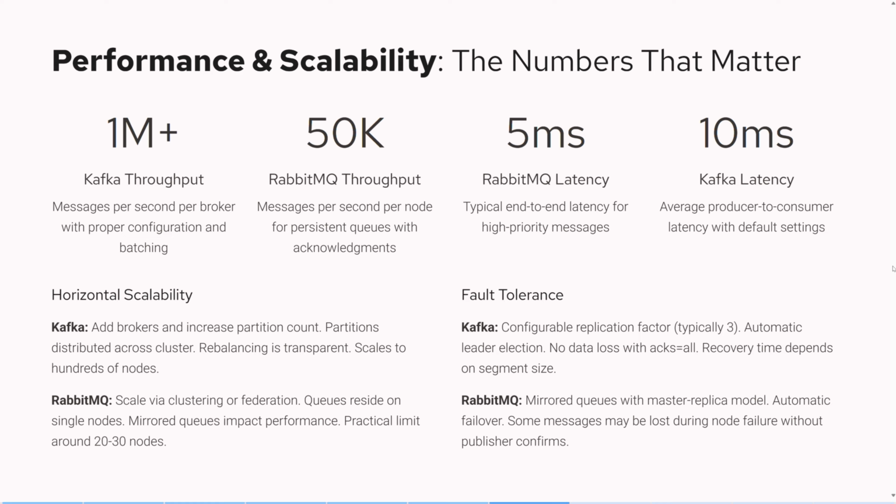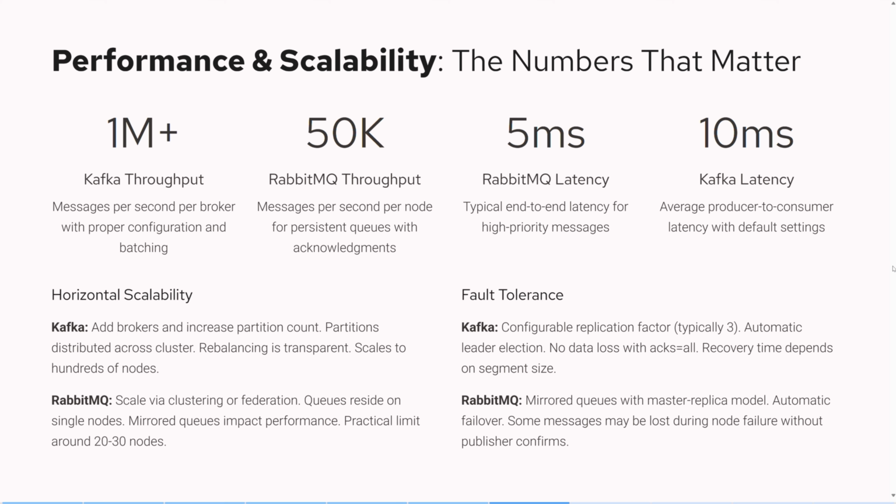When we compare performance and scalability, the numbers highlight their design goals. Kafka is optimized for throughput. It can process around 1 million messages per second per broker, with batching and proper configuration. RabbitMQ typically handles around 50,000 messages per second per node for persistent queues with acknowledgements.